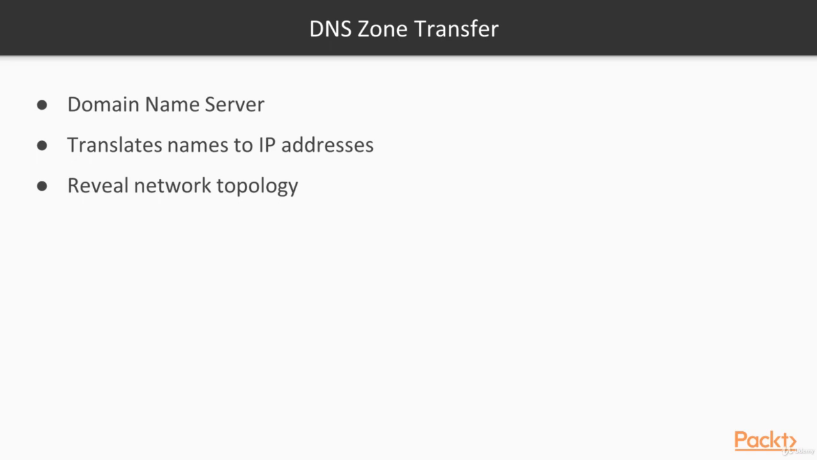DNS zone transfer. So DNS stands for domain name server, and the domain name server on a network contains some valuable information, contains records, and these records translate the names to IP addresses. This is handy information because it gives us a layout of the network's topology, and we can see a little bit of how things are structured.